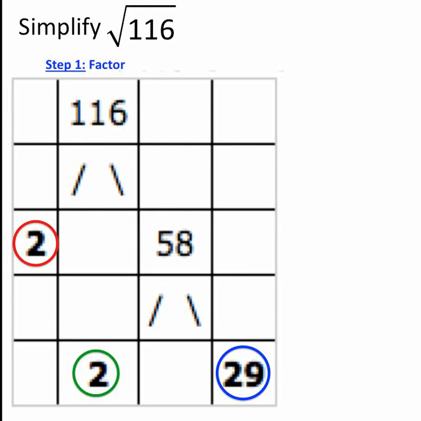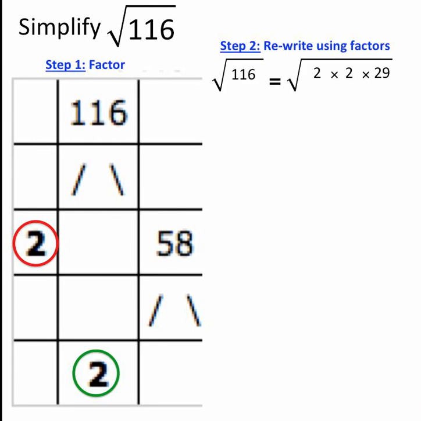Now that I have those factors, I can use them to rewrite my original expression. So I can say that the square root of 116 is equal to the square root of the product of its factors. In this case, 2 times 2 times 29.